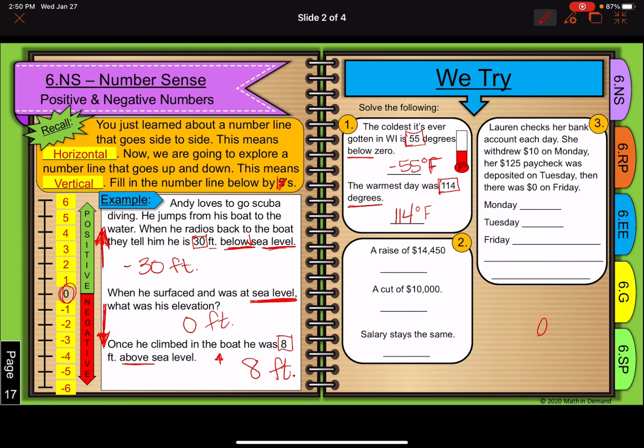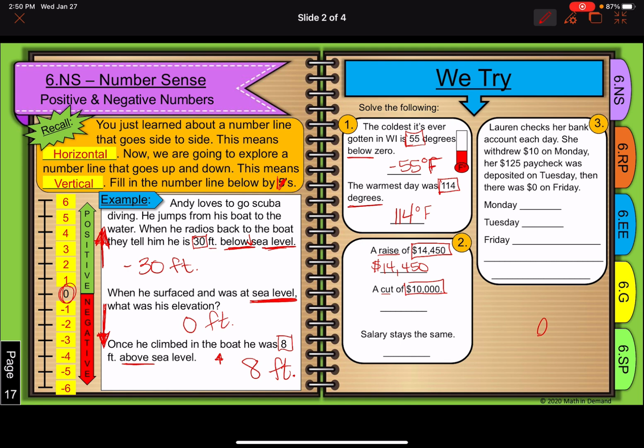All right, so let's look at the next situation. So here we're talking about a raise of $14,450. So a raise means you get more money put into your salary. So that's going to be a positive $14,450. Now we have a cut of $10,000. That's not so great.